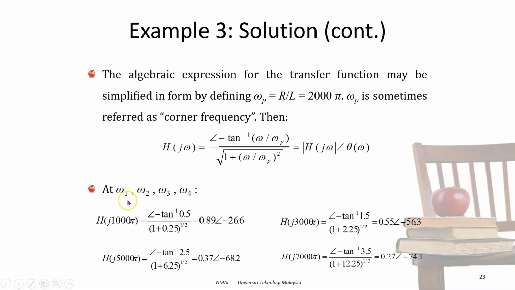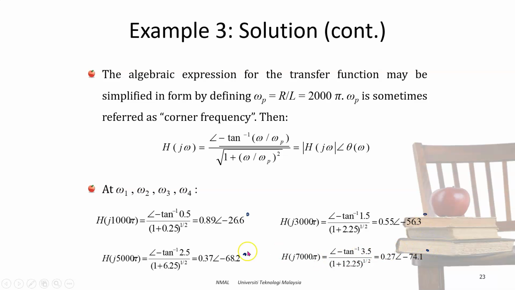Then when we have got this, we can put in the values of omega 1, omega 2, omega 3, and omega 4. So these are all the calculations when we put in the value of omega, as well as the values of R and L. Again, I'm not going to show it one by one, because it is already calculated for you. You can just check the answer whether this is correct or not. All these angles are in terms of degrees.